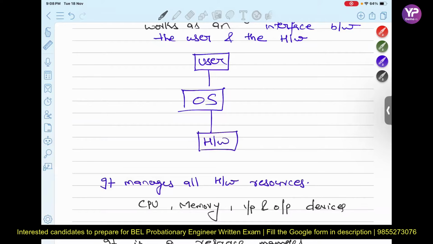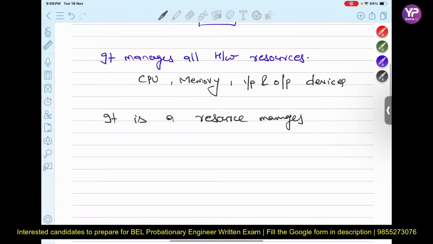So what does operating system do? It manages all the resources. Like we have one resource, but request for that resource is by many of the users, to whom that particular resource has to be allocated. This decision is taken care of by operating system.